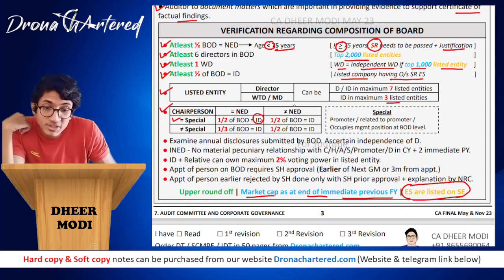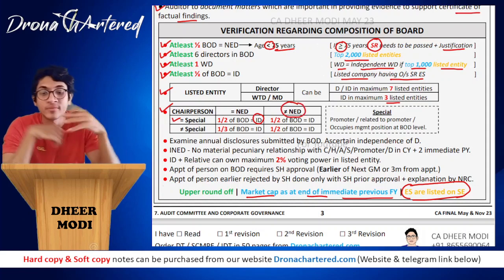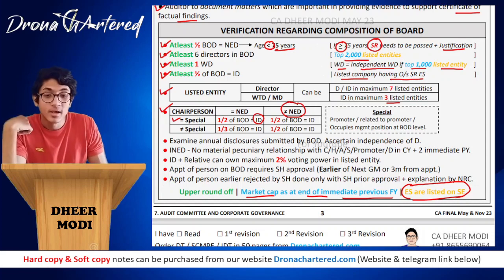If the chairperson is special but he is not a non-executive director, that means he is other than a non-executive director, in such a case also half of the BOD shall be independent directors.